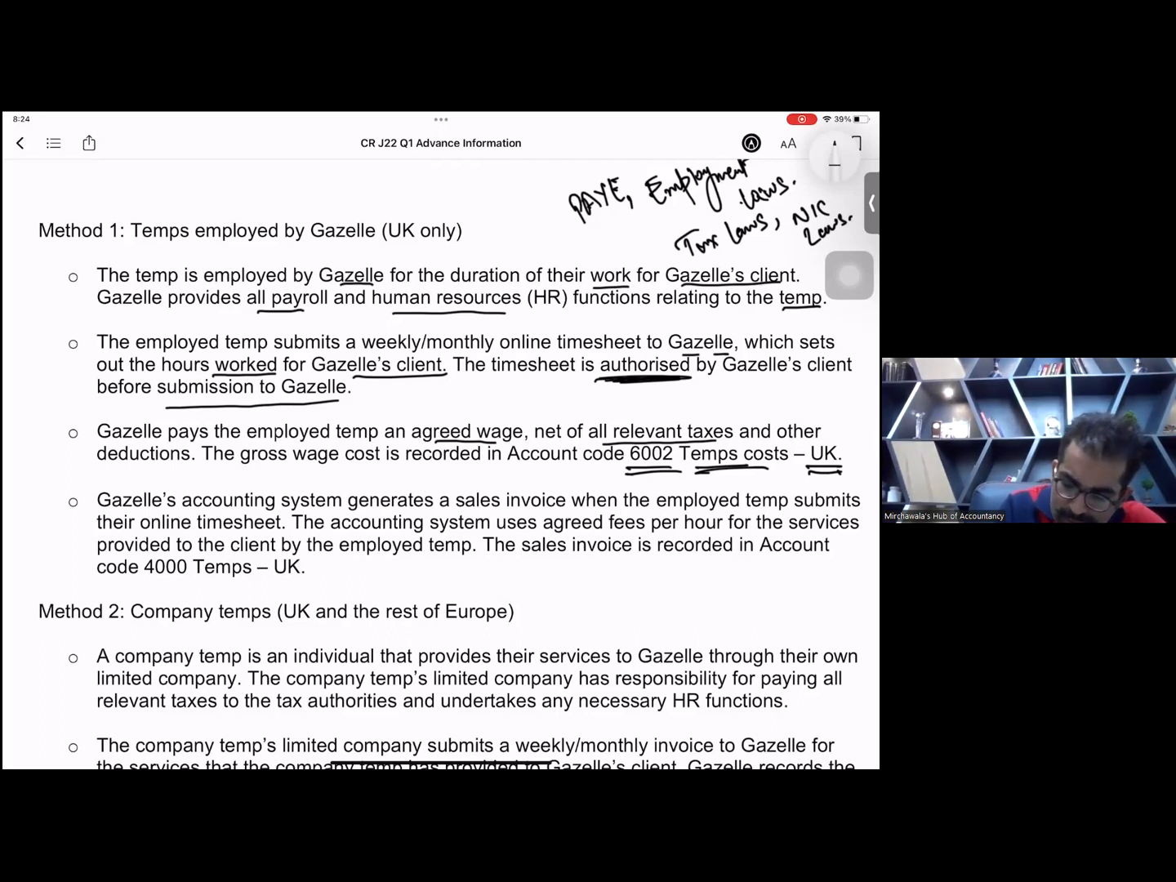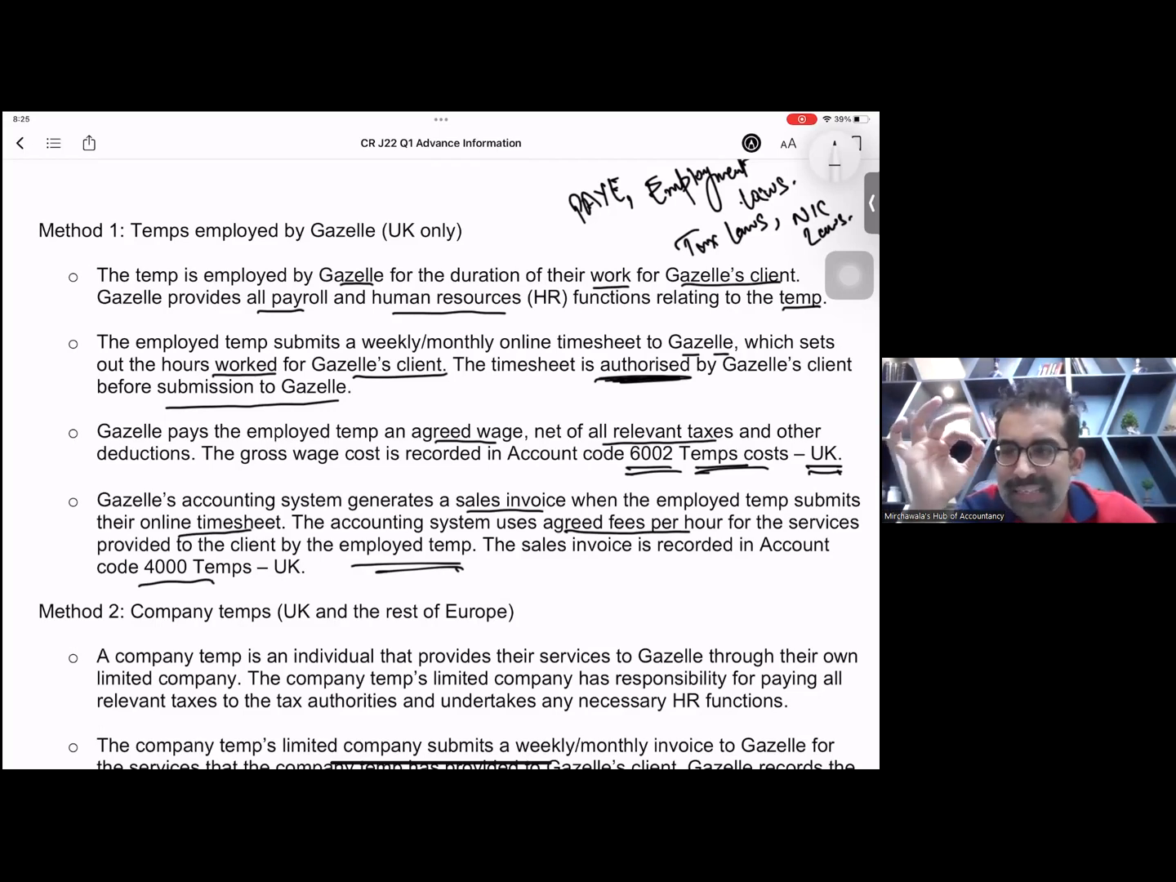Gazelle's accounting system generates a sales invoice when the employed temp submits their online timesheets. The accounting system uses agreed fees per hour for the services provided to the client by the employed temp. The sales invoice is recorded in account code 4000. Now, what happens when we get the approval from the client, and when we pay our employees? The very next step is we send the invoice, because now we have to collect the amount from our client. Now Gazelle needs to collect the amount from the client.